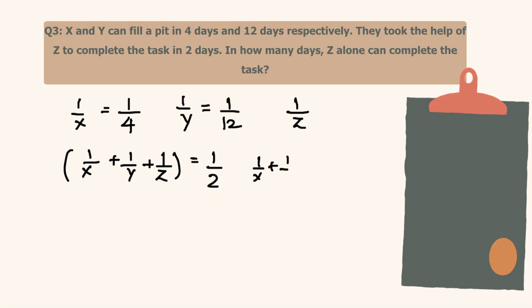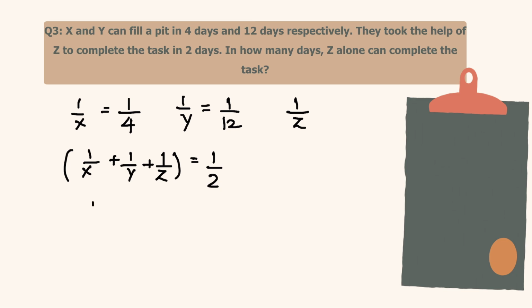We can write 1 by X plus 1 by Y plus 1 by Z into 2 equal to 1. Here this is the work done per day by X, Y, Z. Multiplying that with number of days is equal to total work. This equation we have discussed. Here we have written work done per day, which will be equal to 1 by 2, because in 2 days they will complete. In 1 day together it will be 1 by 2. Both are correct. Whatever suits you, you can follow. I may use both interchangeably, so don't confuse. That's why I wrote it down.